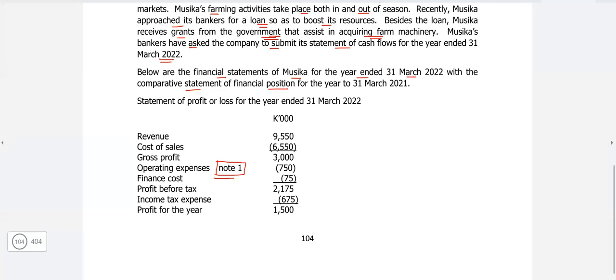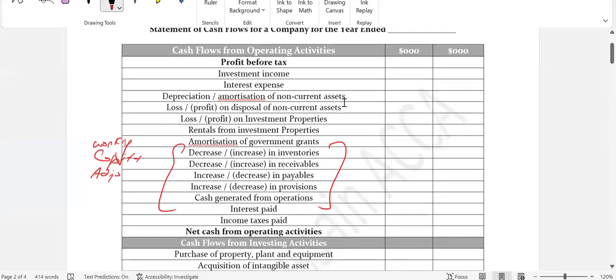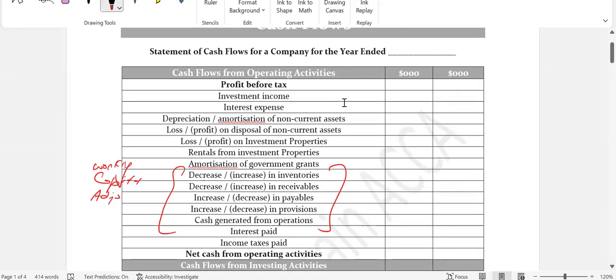So the profit before tax figure is 2175. The statement of cash flows, we know, starts from the profit before tax, which is 2175, taking the figures in 000. So you just take 000 in common.